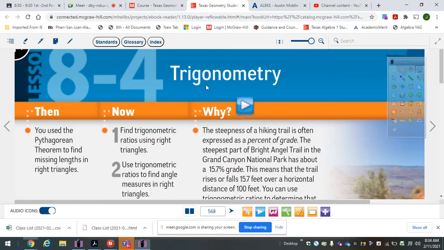We're here finishing up this section 8.4 trigonometry. We're going to find trigonometric ratios using right triangles and use trigonometric ratios to find angle measures in right triangles.